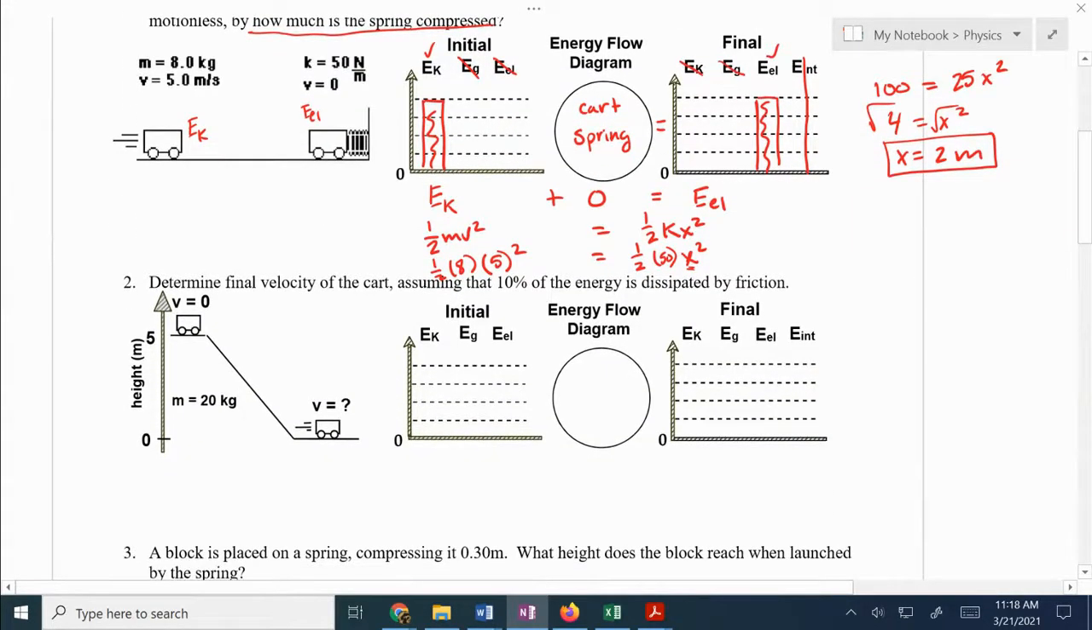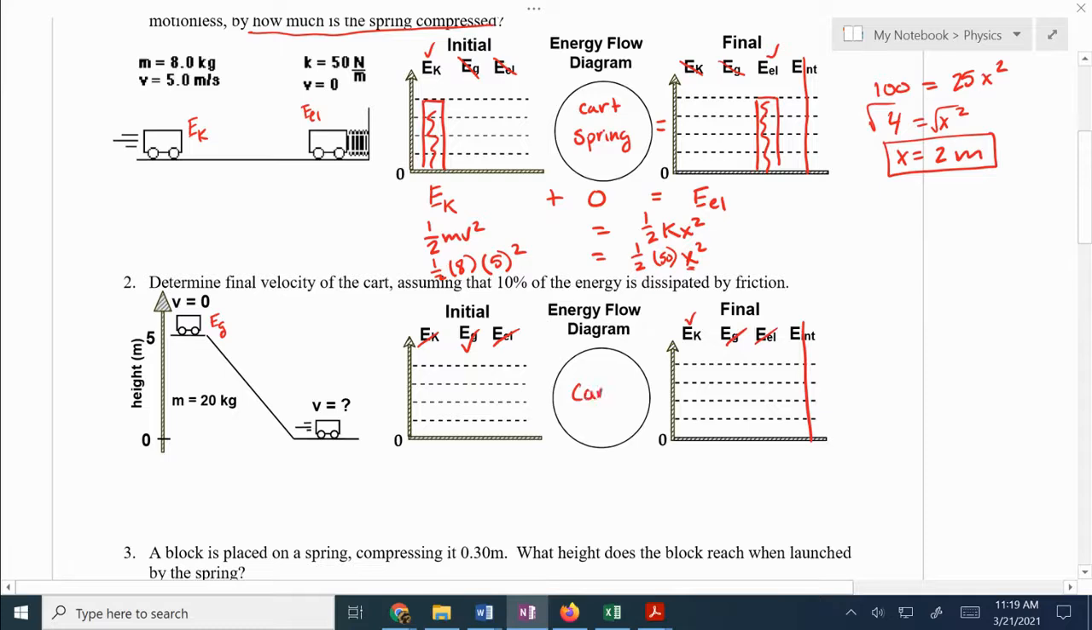Second one, try to start figuring out what kind of energy you start with. We start up high here, so that gives us gravitational energy. We do not have any kinetic energy because we're not moving. It doesn't appear to be a spring in this one at the beginning. At the end, the cart seems to be moving, so that gives it kinetic energy. It is at the bottom, so no gravitational energy, and no spring involved, so no elastic energy. And again, we don't utilize the internal energy here.